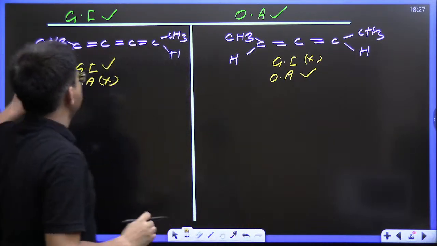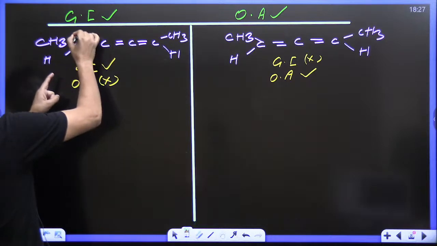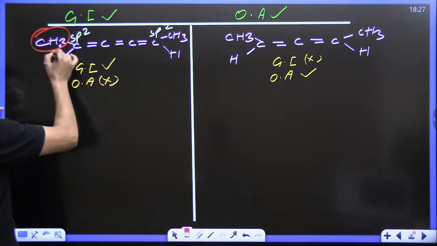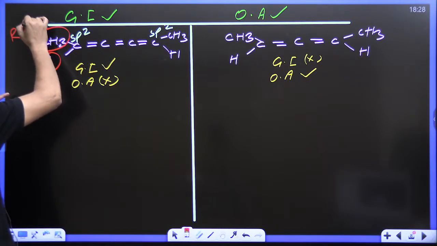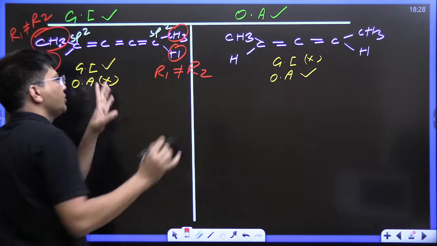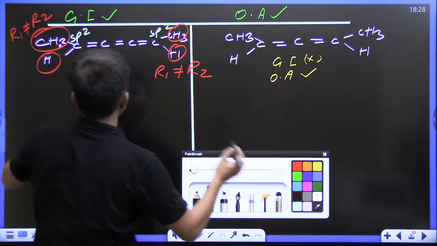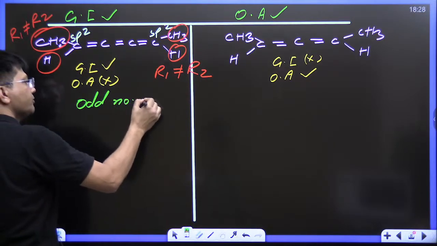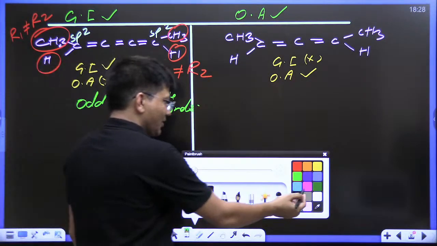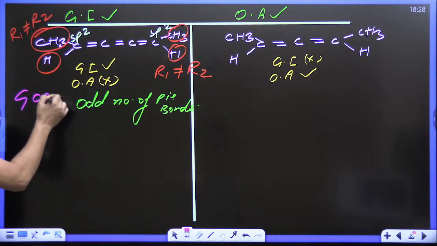How will you find out in the examination? See, this is an sp2 hybridized carbon, and this is also sp2 hybridized, attached with R1 and R2. R1 is not equal to R2. This side also, R1 is not equal to R2. First thing, R1 should not be equal to R2. If R1 is not equal to R2, then see the number of pi bonds: 1, 2, 3, an odd number of pi bonds. So in the examination, just remember: GI odd. To show GI, the number of pi bonds must be odd.